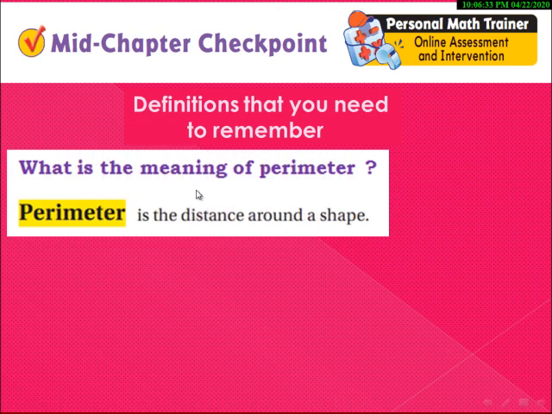Alright, can you see this question? Do you remember it? What is the meaning of perimeter? Perimeter is a distance around the shape. Don't forget it: the distance around the shape.